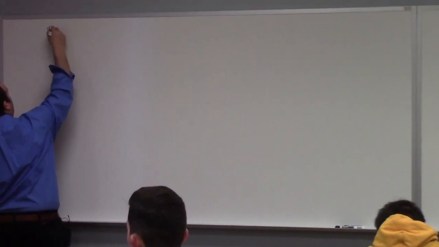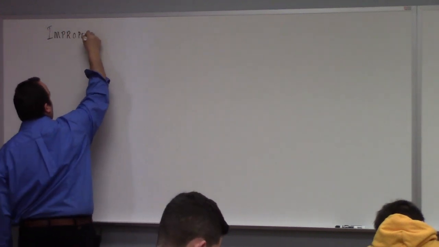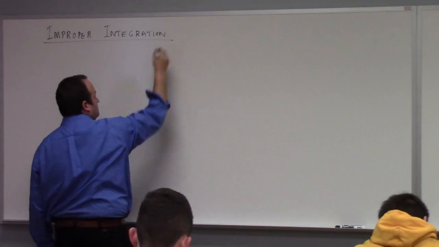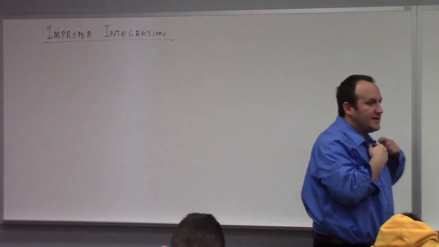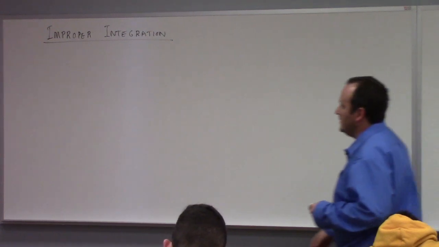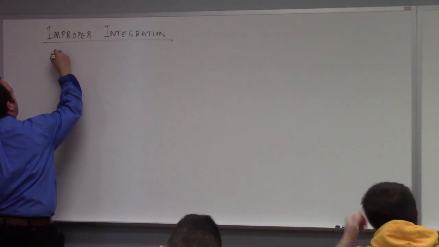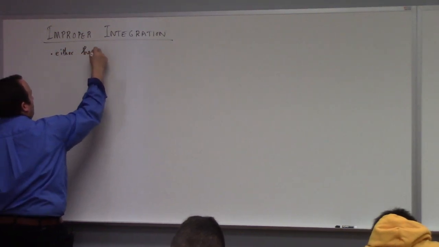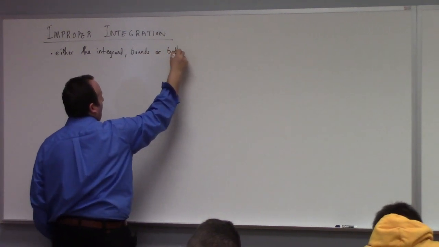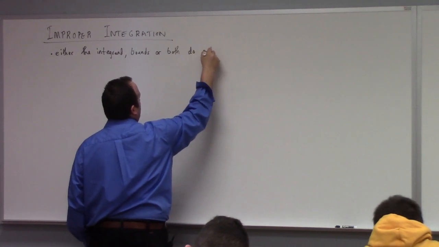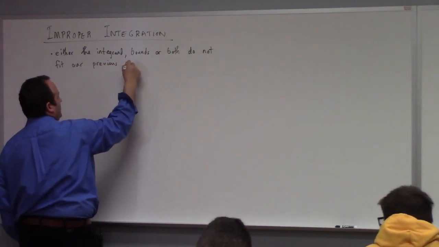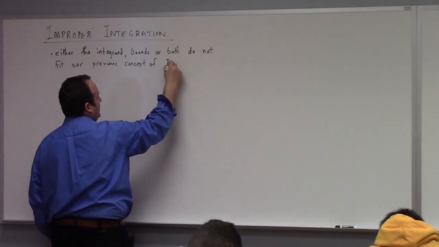All right, so we are now on to improper integration. Improper integration sort of falls under the category of definite integration in the sense that what we're after might be a number. What makes it improper is either the integrand, the bounds, or both do not fit our previous concept of Riemann integration.